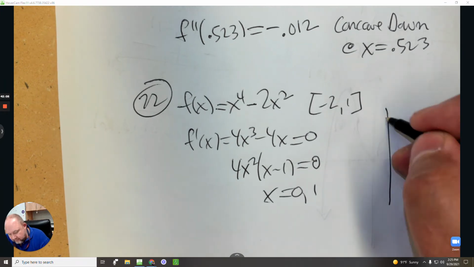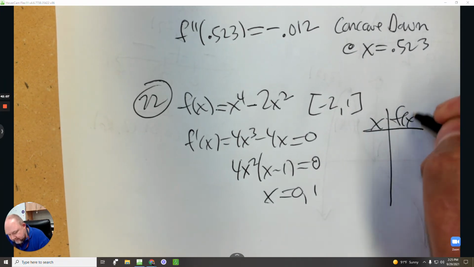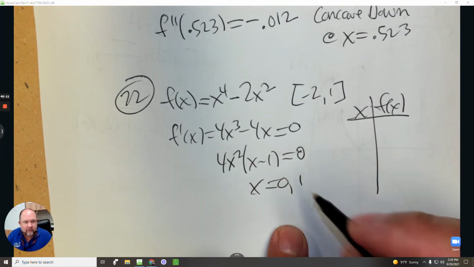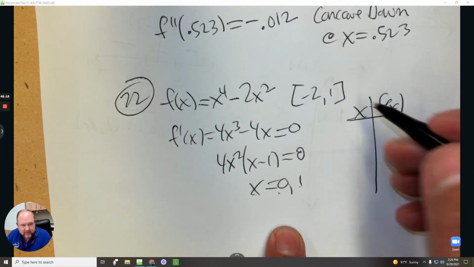Next, I'm going to do a table of values. And I'm going to use the ends and these numbers. Make sure 0 and 1, both of them are good.